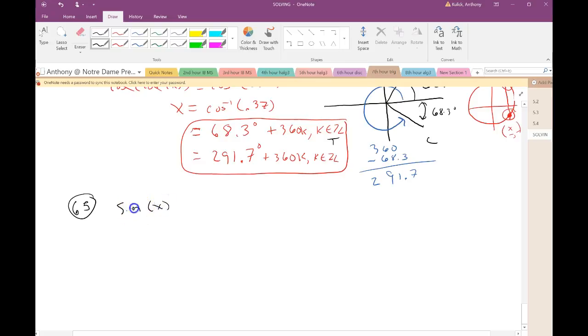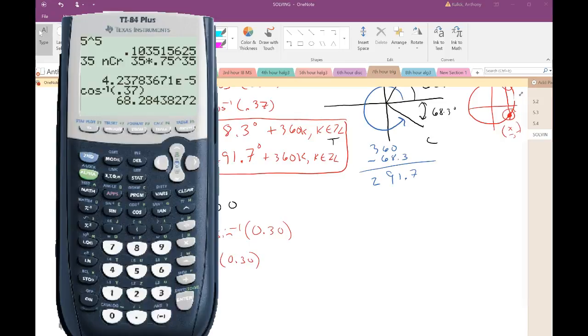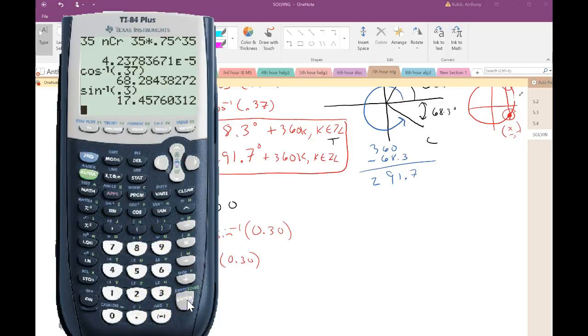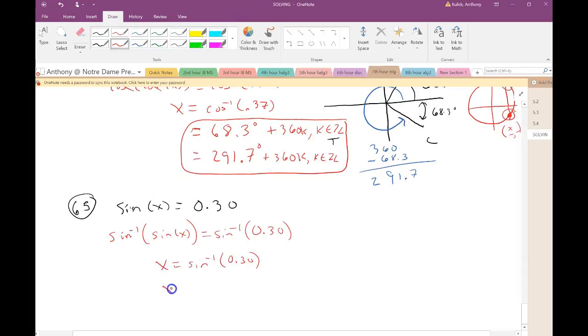So the next one, sine x equals 0.30. First thing I want to do is sine inverse, get that x by itself. And since this was an odd problem, I asked you to give your answer in degrees here. So I'll just go to my calculator and do sine inverse of 0.3. When I do that, I get 17.5 degrees.